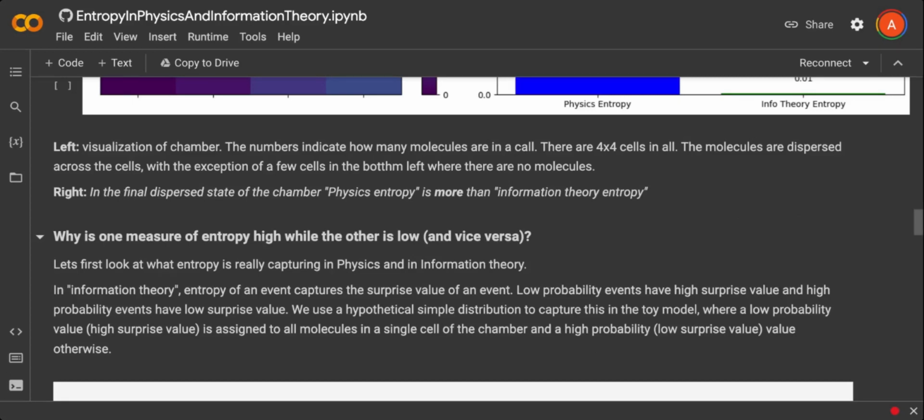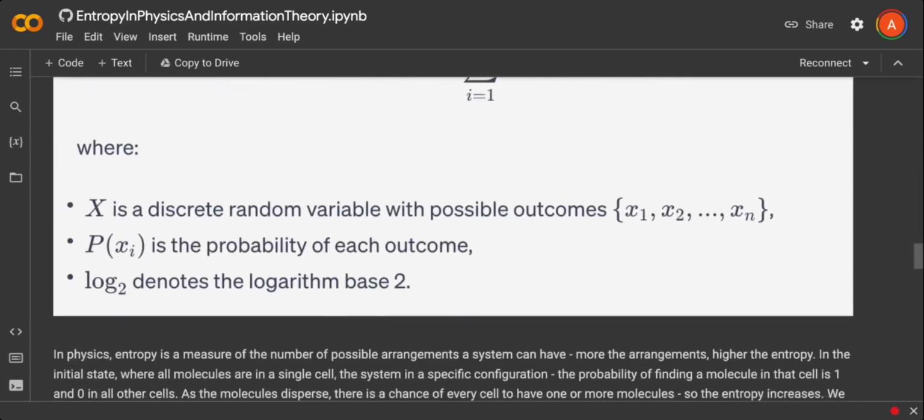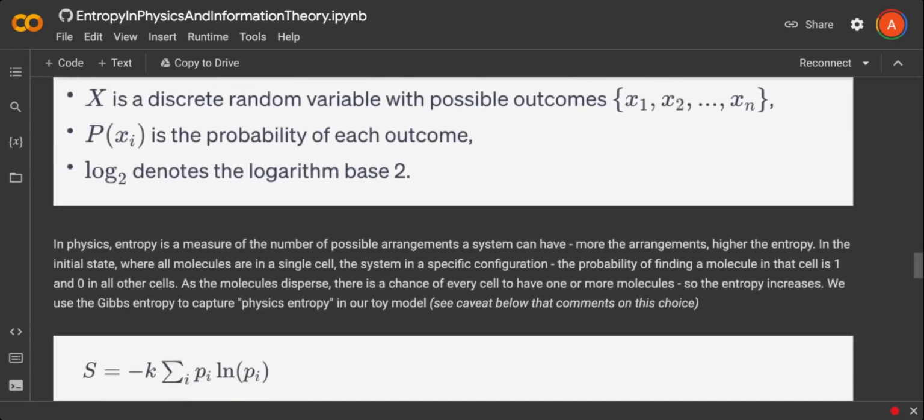And we assign a high probability, or low surprise value, for all other dispersed states of the molecules. This assignment of probability may look contrived, which it clearly is. But it captures what entropy in information theory means. In physics, entropy is not a measure of surprise. It is a measure of the number of arrangements a system can have. The more arrangements, the higher the entropy.